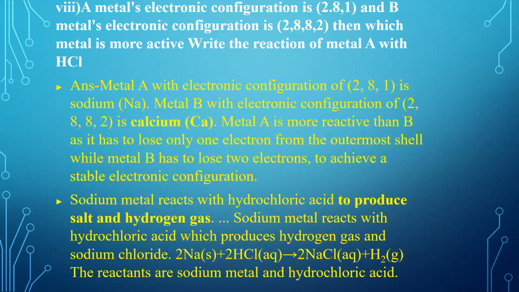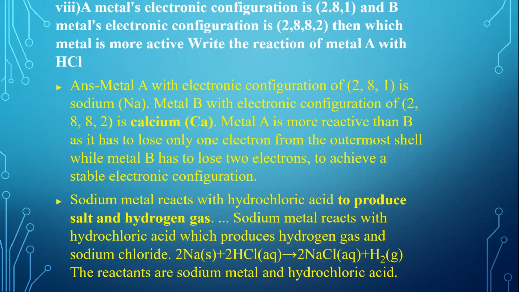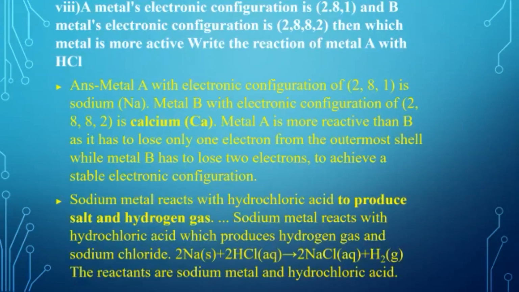Now see metal A. What is the electronic configuration they have given? That is 2, 8, 1. 2 plus 8 plus 1, that is 11. We know that this metal is nothing but sodium, right? So Na. So the first metal is Na, that is sodium. Now we'll see metal B with electronic configuration of 2, 8, 8, 2. Now 2 plus 8 plus 8 plus 2. What is the total calculation, student? 8 becomes 16.